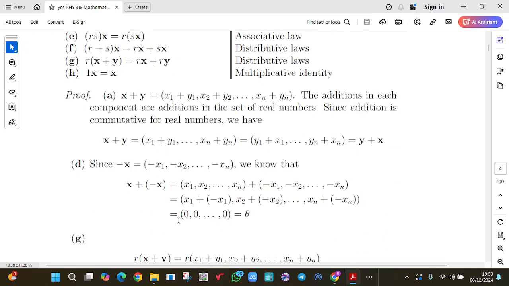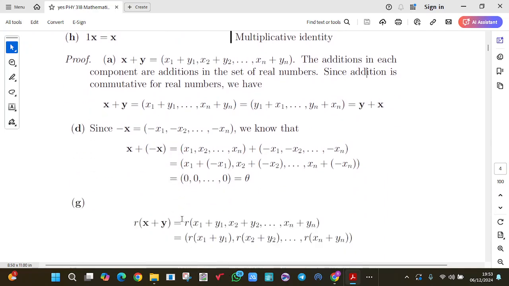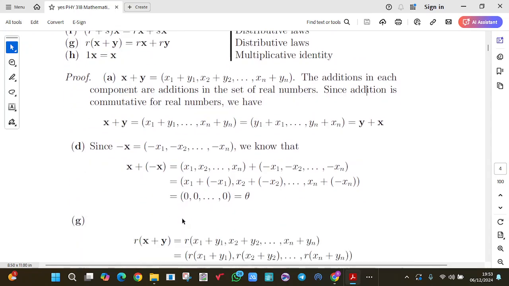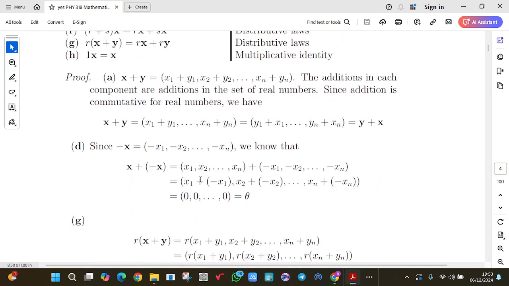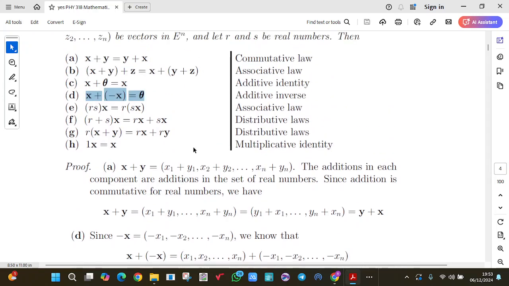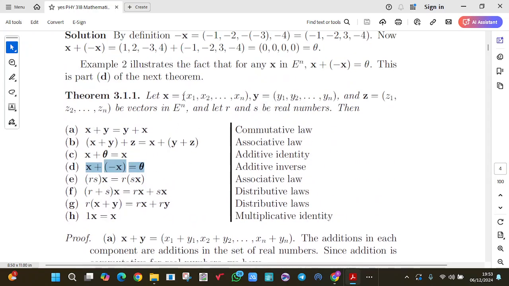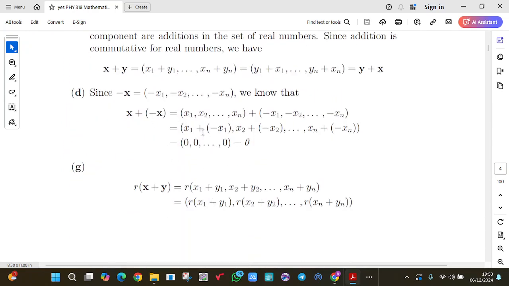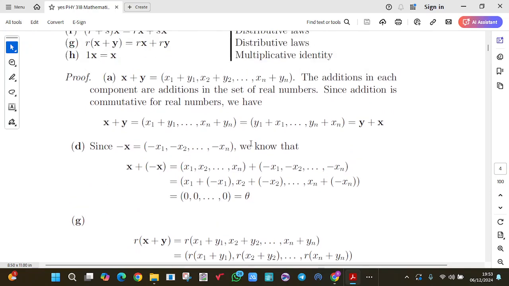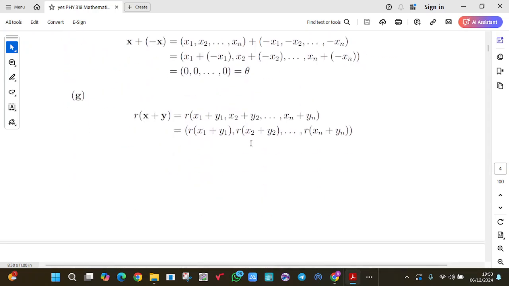Okay. Another one is very straightforward. Now the next thing is to prove the d part, which is very simple. If I say prove the d part, you just go, since x was given like this, you're going to find minus x. When you find minus x and add them together, you realize that everything will be zero, then you get your null vector. Is that clear?